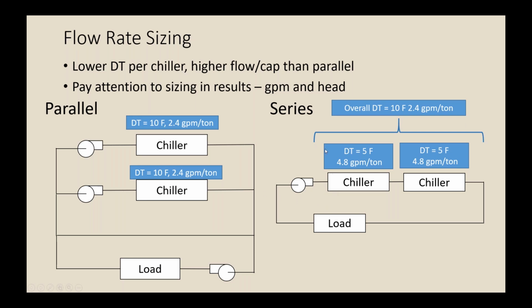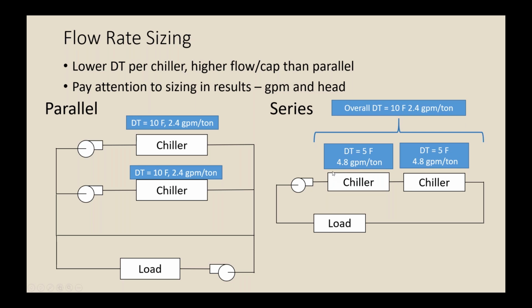In a series arrangement, you would typically have those same values for the whole chiller plant. So if you have the upstream and the downstream, the overall delta T from the inlet of the first one to the outlet of the second one would be 10 degrees. If these are equally sized chillers, then the delta T across the first one is 5, and the additional delta T across the second one is 5. Similarly, you have much higher GPM per ton through each of those chillers.